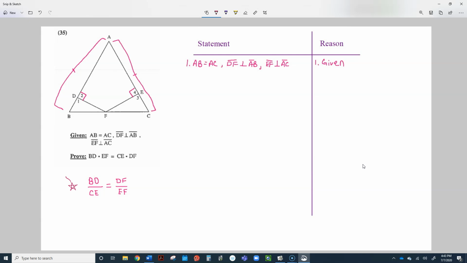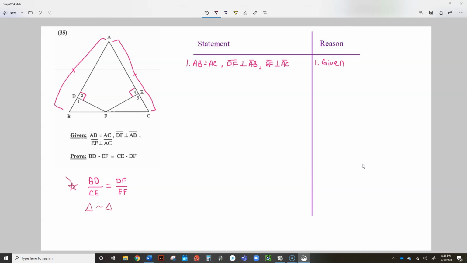Now, where do ratios come from? They come from similar triangles. So this tells me that I need a couple of triangles that are similar. And this leads me to think, well, if I'm going to have to prove a couple of triangles that are similar, I'm going to have to know something about some angles. So I'm going to come back up here and look. Okay, now I'm going to start looking at the given information.